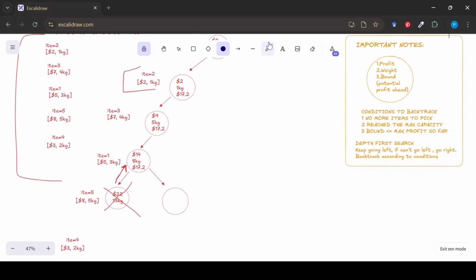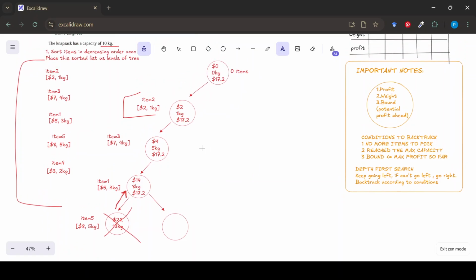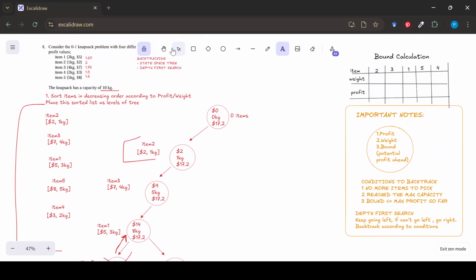Okay, we are saying do not pick up item 5. So our state currently is pick up item 2, pick up item 3, pick up item 1, and do not pick up item 5. So our profit here will remain as before, 14. Now weight will remain as before. However, since we have changed the potential items we can pick up, let's find our new bound.